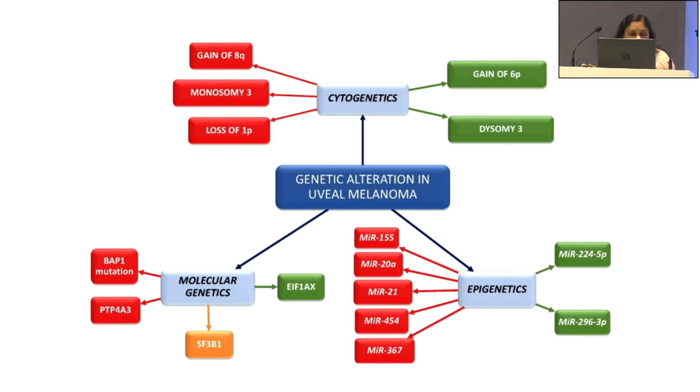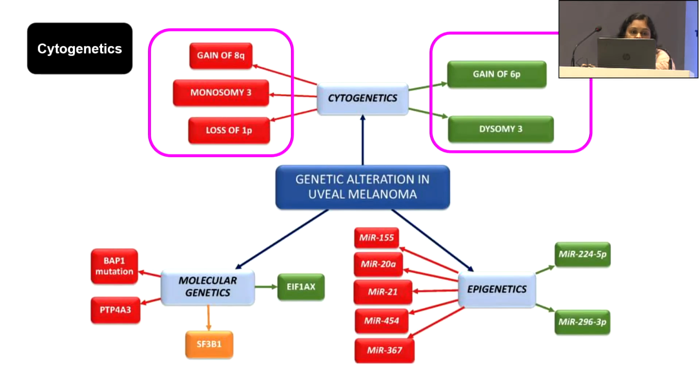So first, the cytogenetics of uveal melanoma. We all know the chromosome numbers are 1, 3, 6 and 8. It could be a loss of 1p or a monosomy 3, which we know for more than 25 years has been associated with high-risk histopathological factors as well as high risk of metastasis. Or it could be a gain of 8q, and a combination of 8q gain and monosomy 3 confers a high risk of metastasis, nearly 66% at 5 years for uveal melanoma.